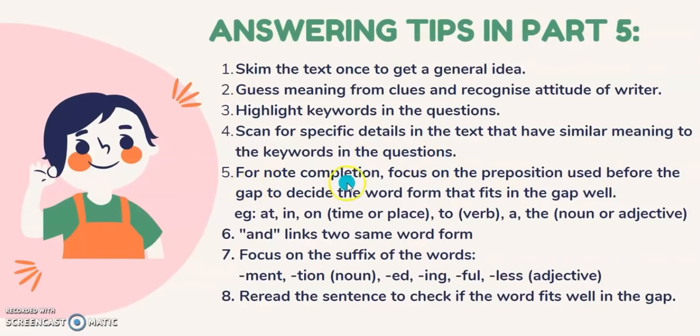For the note completion part, focus on the preposition used before the gap to decide the word form that fits in the gap well. For example, if you have the preposition at, in, on, you know that the answer should be time or place. If you have the preposition to, it should be followed by a verb. If you have a, the, then it should be followed by a noun. And if there is a noun after the gap, then the gap should be an adjective. Okay, the word and links two of the same word form together.